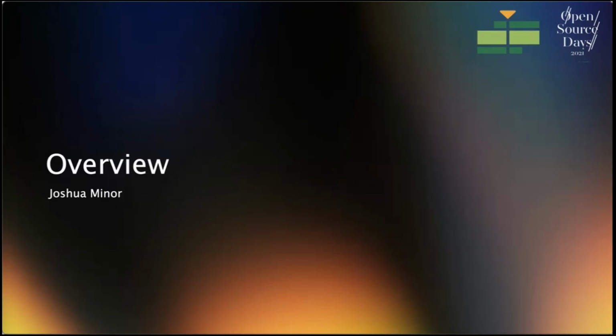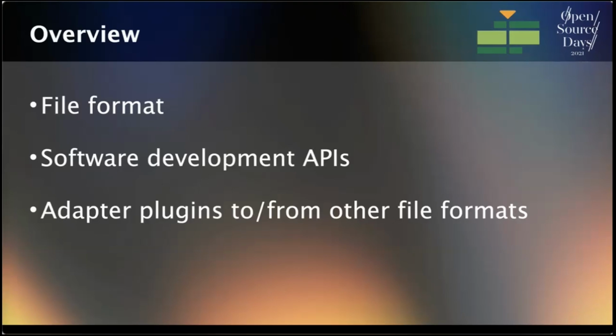Let's start with an overview of what OpenTimelineIO is, for those who are not familiar with it. OpenTimelineIO is an open source project with three main parts: a file format for storing editorial timelines, an API for software engineers to use when building tools that work with these timelines, and adapter plugins for converting to and from OTIO and other file formats.